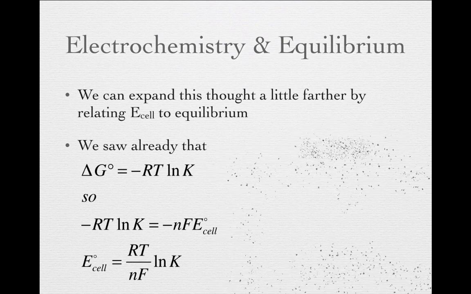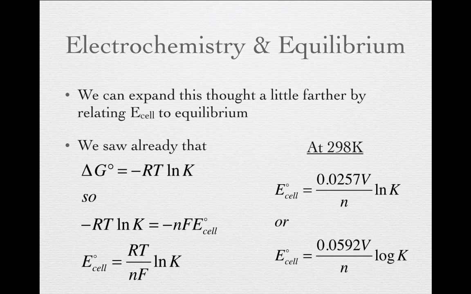Well, if we're under standard conditions, then we're at 298 K, and R, T, and F become constants. So we can just lump those together and calculate their values and plug them into the equation and get E0 cell is equal to 0.0257 volts over n natural log of K. Or if you prefer to use the common log, you can say 0.0592 volts over n log of K. Both of those equations are equivalent. You don't have to worry about what situation you use one in or the other. It just depends on whether you prefer to use the natural log or the common log.